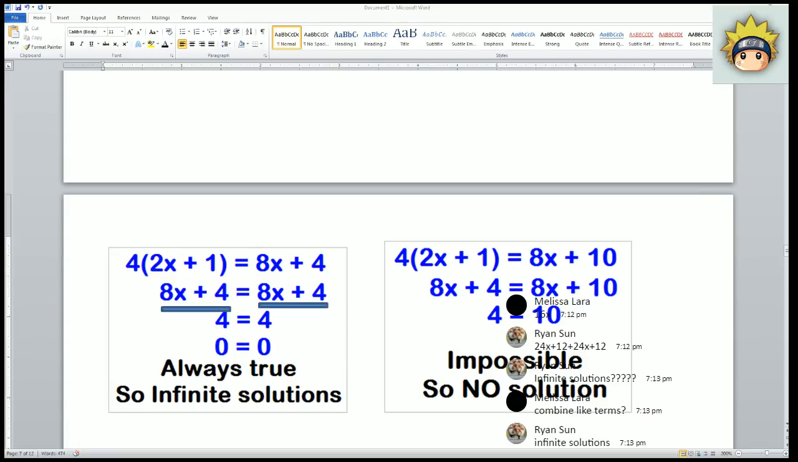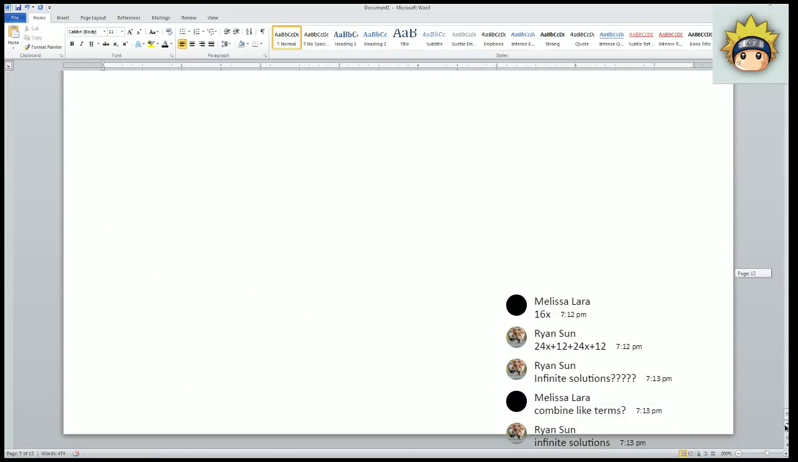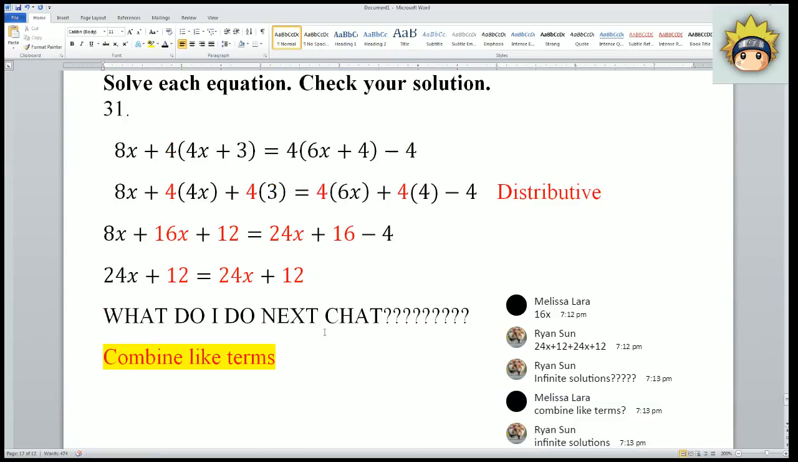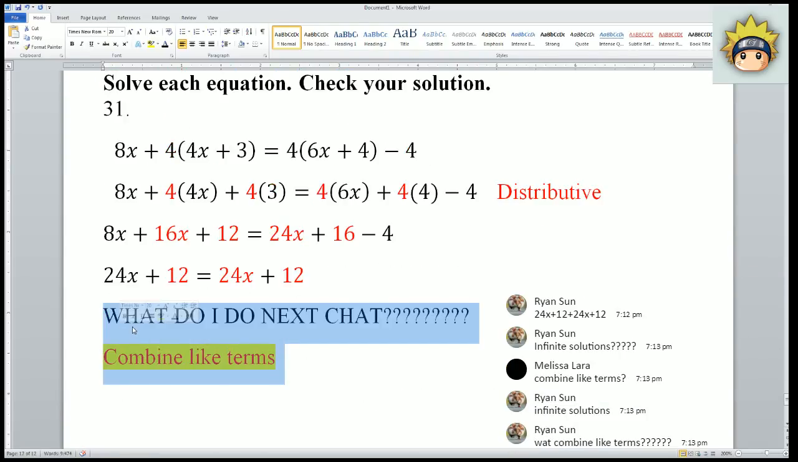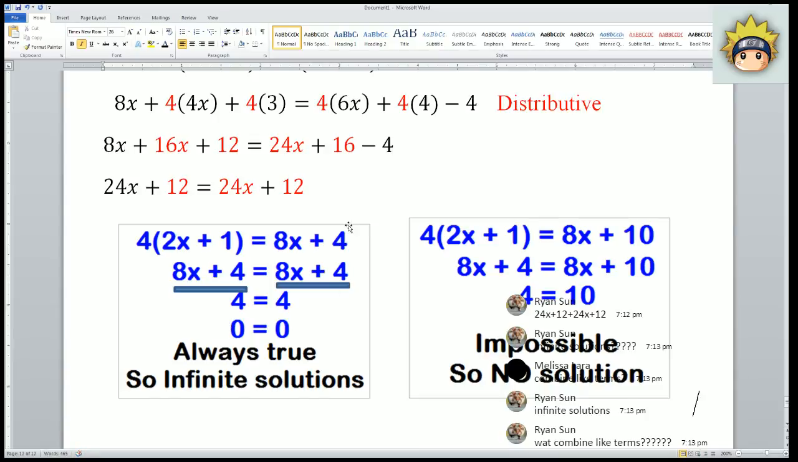Hold on. Give me a second, chat. Alright. So, after I combine like terms, boom. Is that infinite solution or no solution?